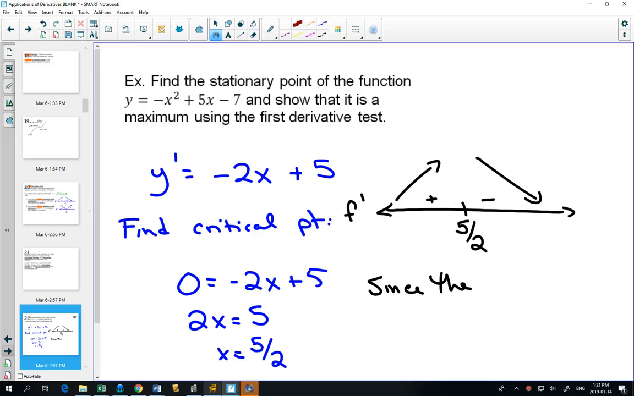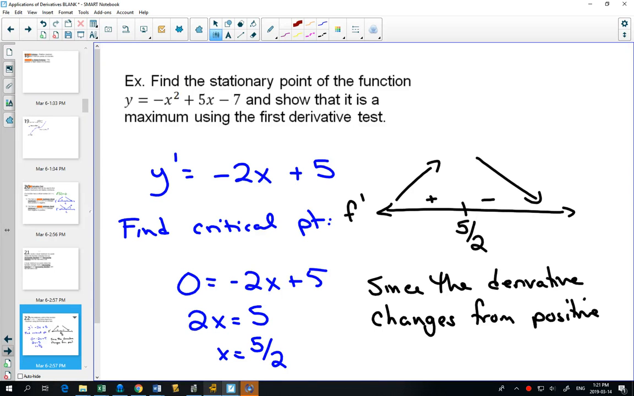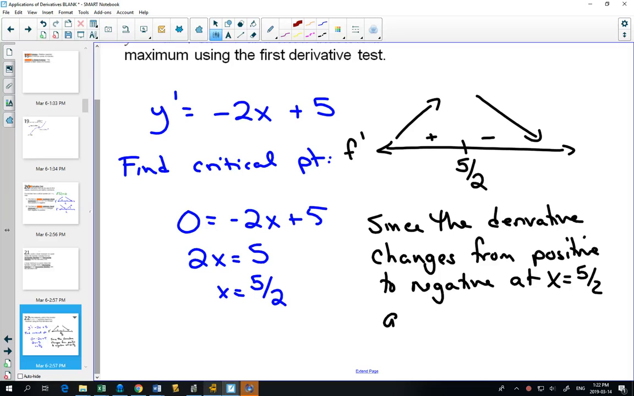So if I wanted to be really wordy and write an English essay on this, since the derivative changes from positive to negative at x equals 5 over 2, and f prime of 5 over 2 is equal to 0, because we figured out that when you plug in 5 over 2 for x, y prime would equal 0.